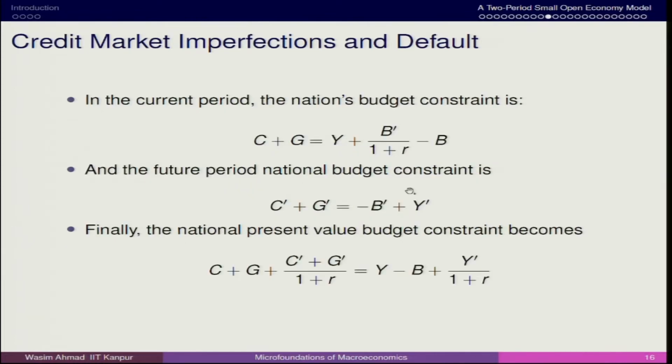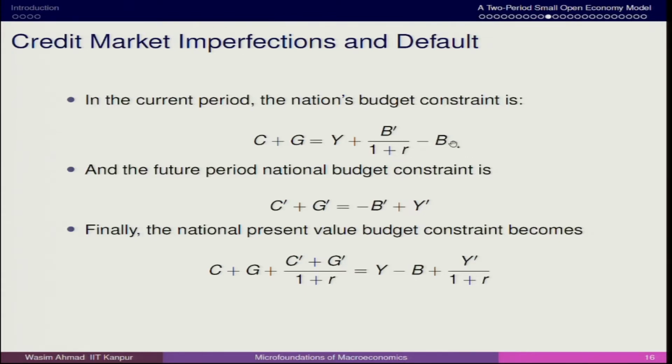So, this is how it looks: in the current period the budget constraint will be like this, right. Here C plus G is equal to Y plus whatever amount this particular country is going to borrow in future, in present value terms, minus whatever is the debt amount.